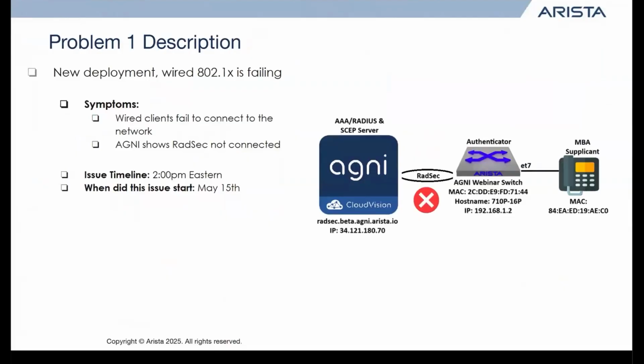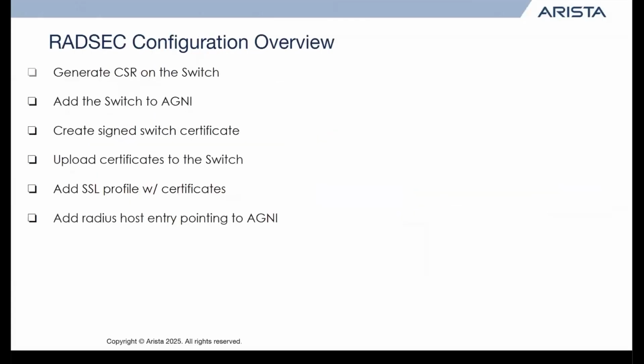The first scenario we'll be looking at deals with the wired portion of the previously reviewed topology. During a new campus deployment, this customer found that after they had configured their switch for 802.1x and added it to AGNI, none of the devices connected to the switch were able to authenticate. They noticed from the AGNI side that the RadSec tunnel responsible for securing the Radius traffic from the campus switch to AGNI was showing not connected.